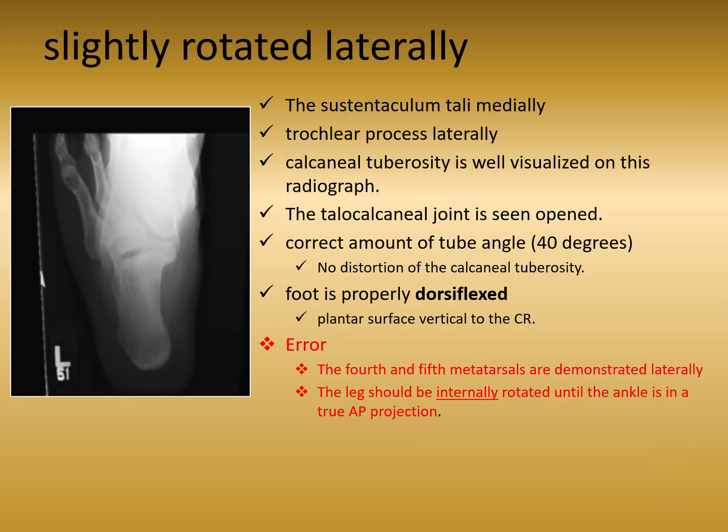Now, I wouldn't say that this is a really bad image. I would say it's a slightly rotated image where we can see the 5th metatarsal and the 4th metatarsal out laterally. So that tells us that they rotated the foot a little bit laterally, and then they would need to fix that rotation. But we can see the joint. We can see the joint space. So that talocalcaneal joint space is clearly demonstrated.